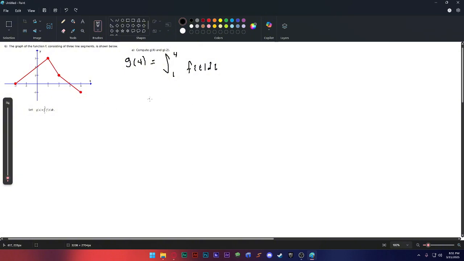So of course we can't find it with our calculator, so we're going to find it geometrically. So if you notice, you can actually split this shape up into four different shapes. We have a triangle right here, a square right here, another triangle right there, and another triangle right there. So we're going to find the area of each of those and just add them together to get the area under the curve.